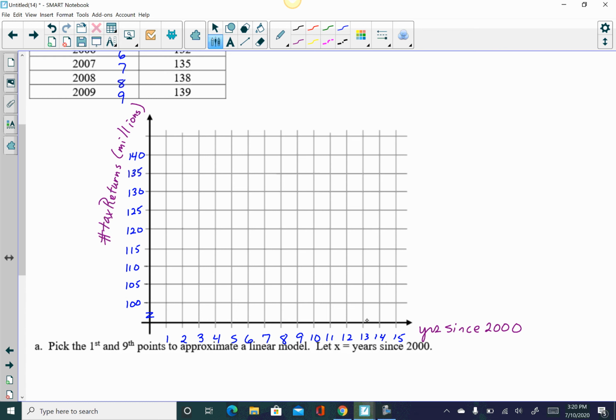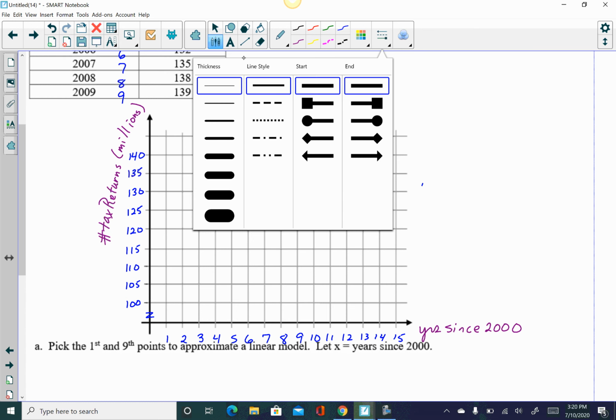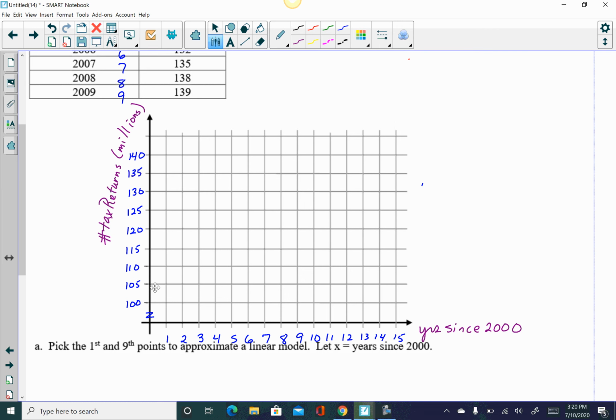So I have 0, 125, for example. So let me put that one in. 0, 125 will be my first point. Then 1, 127. So about halfway in between there. 2, 129. 3, 130. 4, 130. 5, 131. 6, 132. 7, 135. 8, 138. And 9, 139. Okay.